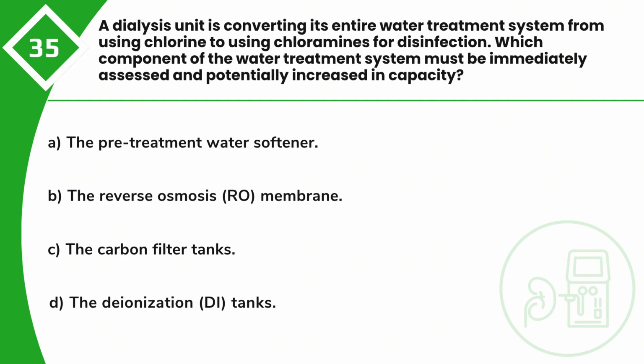Question 35. A dialysis unit is converting its entire water treatment system from using chlorine to using chloramines for disinfection. Which component of the water treatment system must be immediately assessed and potentially increased in capacity? A. The pretreatment water softener. B. The reverse osmosis, RO, membrane. C. The carbon filter tanks. D. The deionization, DI, tanks.